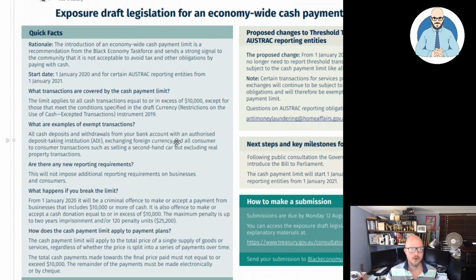But first, for those of you who are not aware, the Australian government is looking to implement a restriction on the use of cash. Essentially, it will mean that transactions of $10,000 and above between an individual and a business, or business to business, must be conducted using the electronic banking system and not through cash. Otherwise, you're considered a criminal. They want to do this to address the black economy, all of the dodgy tax cheats and the criminals that are just funneling money around in $10,000 chunks.